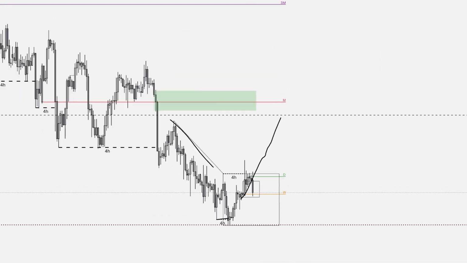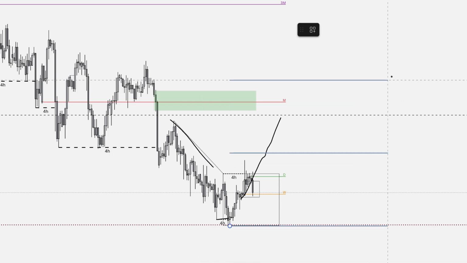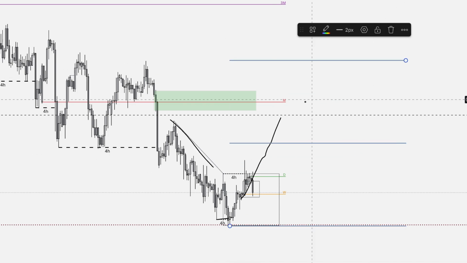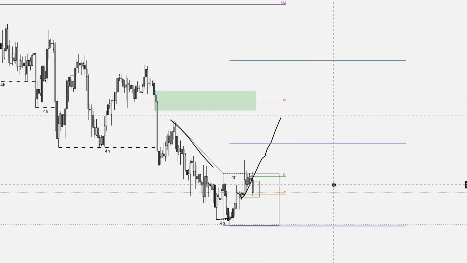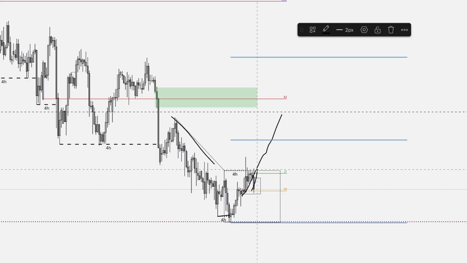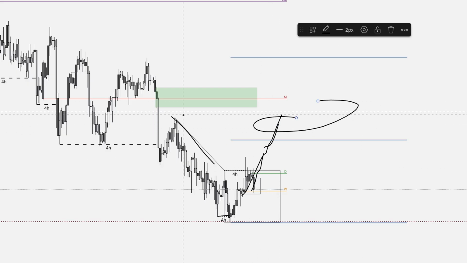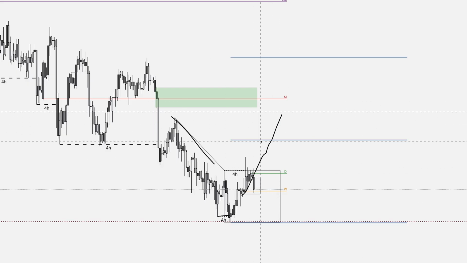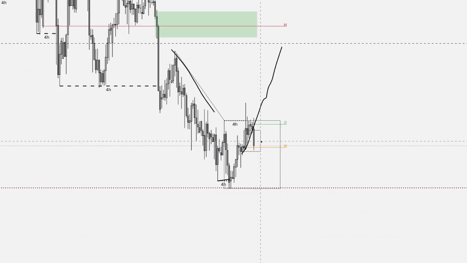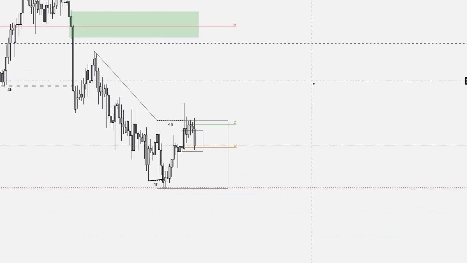And when we look at the premium versus discount, we can see that the premium would be over there. So I will at least look at a pullback into the premium and take out some liquidity and then take a short trade.